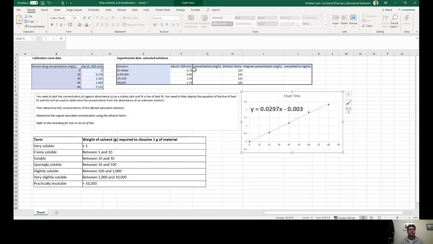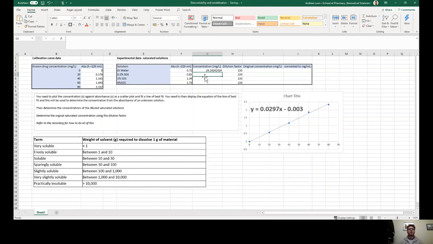And so that's exactly what we need to do up here. Now we have that. So the concentration for this absorbance reading of 0.72 is going to be equal to 0.72 divided by 0.0297. And we get a concentration of 24.24 milligrams per litre. And then we need to do the same for all of the others. And as we're on Excel, I can just drag that down. And you can see that the concentration has increased.